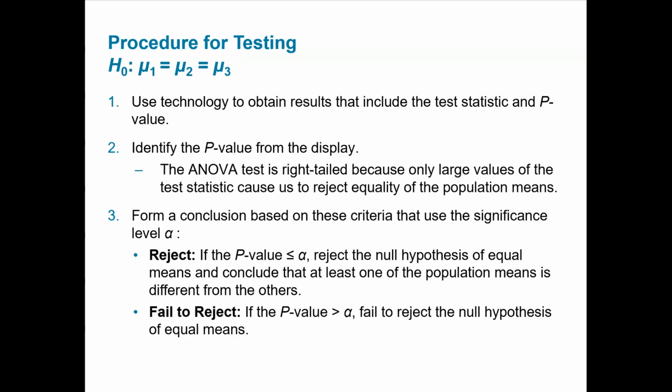The procedure for testing this null hypothesis is to use technology, identify the p-value, and then form a conclusion based on the following conditions. When we reject the null hypothesis of equality, what this means, and this is super important, is that at least one of the population means is different from the others. We can't say that they're all different or anything else, just that at least one is different.